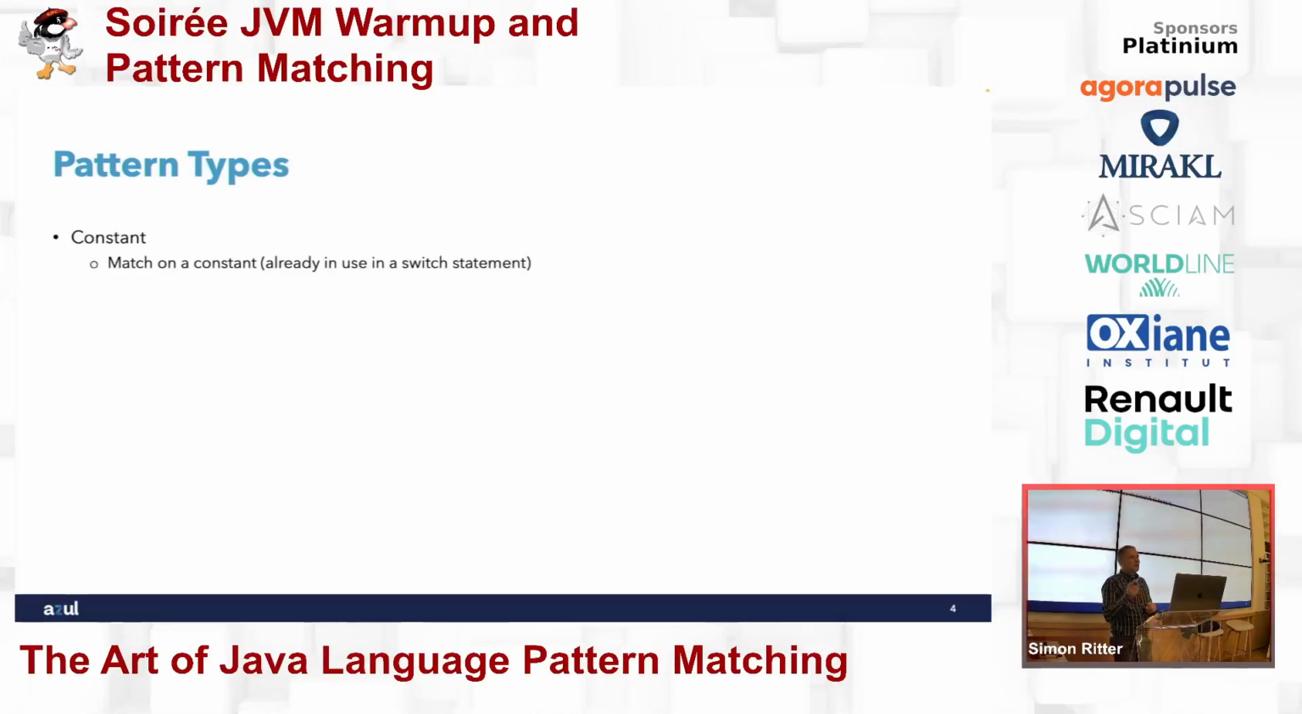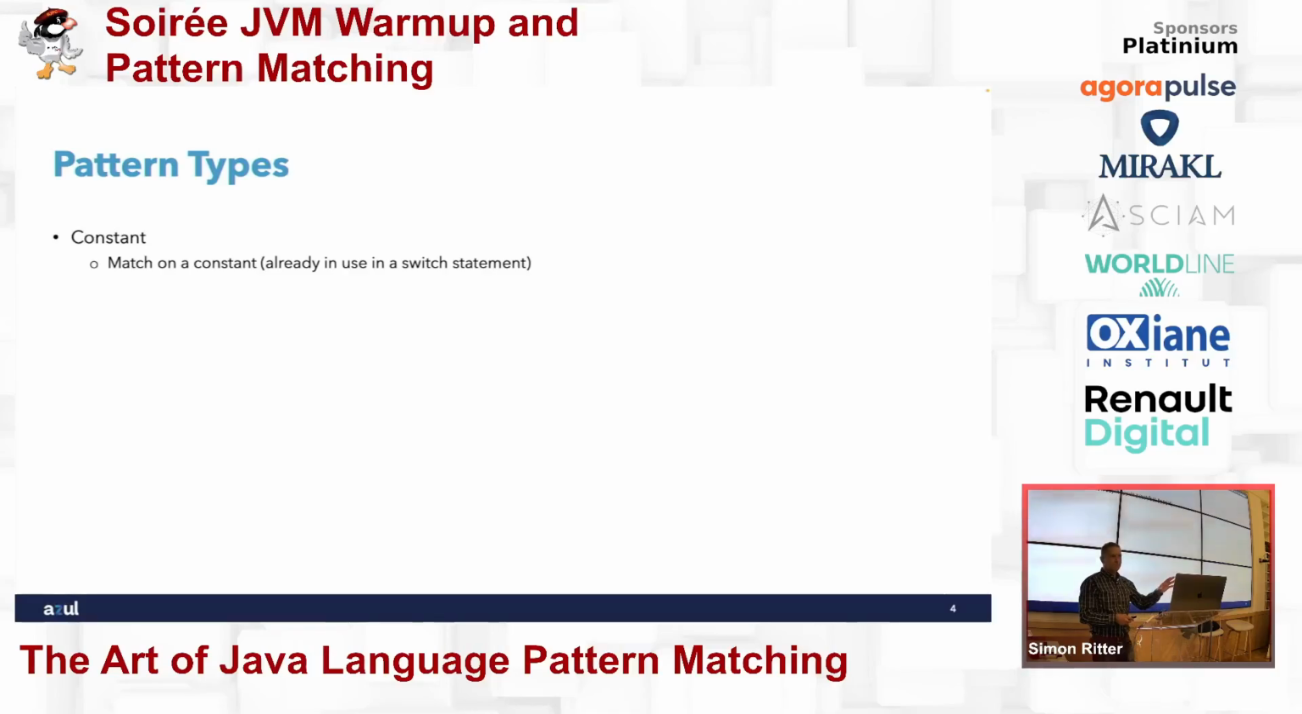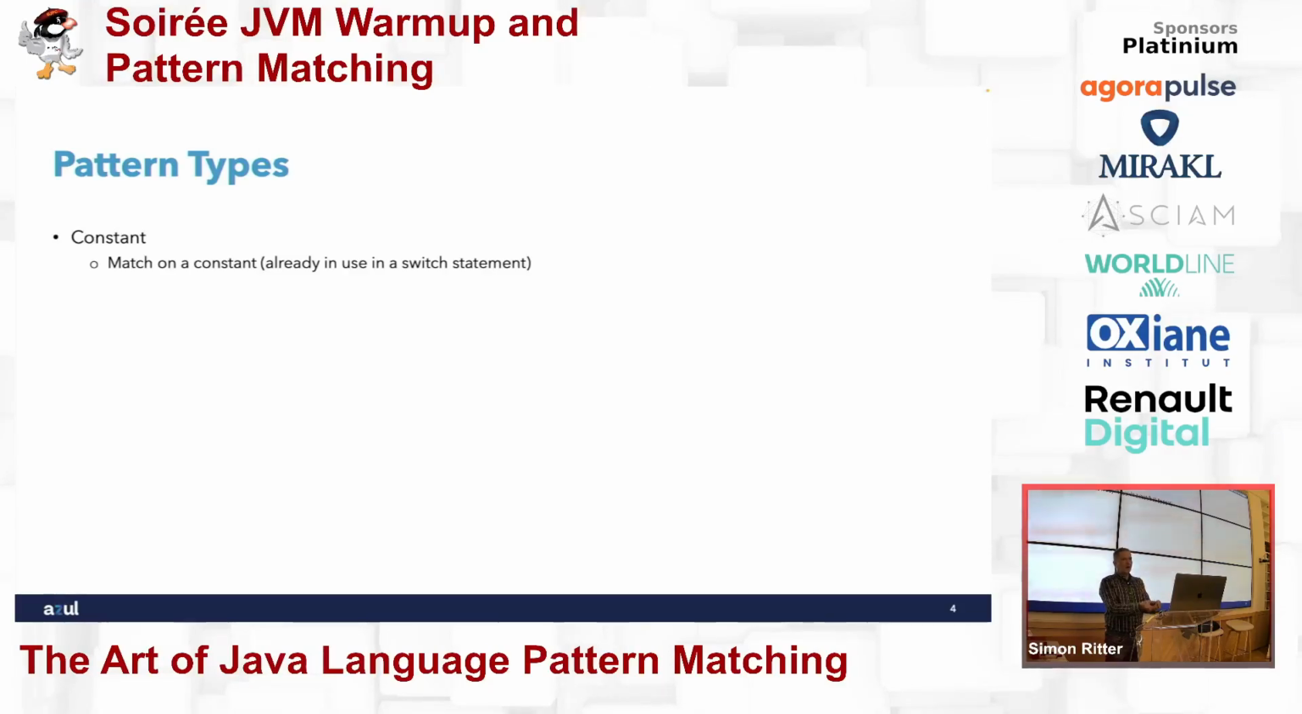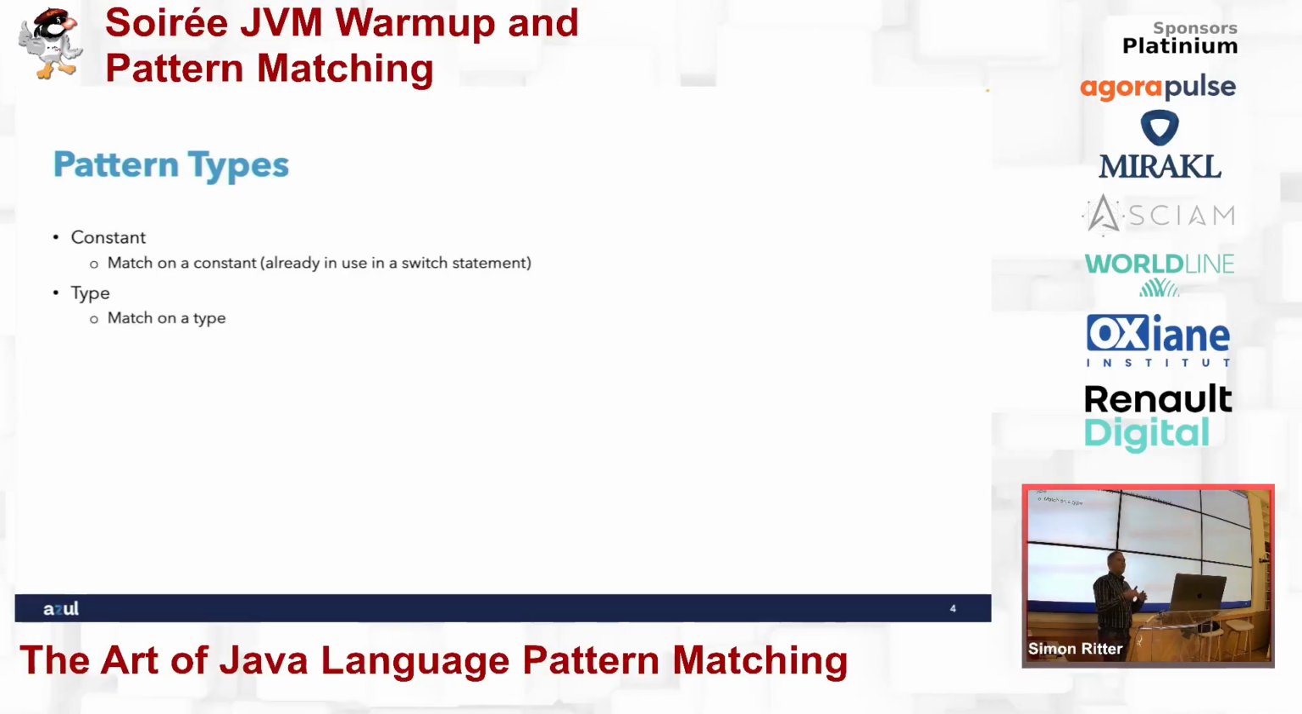Now there are different types of patterns. So first of these is a constant pattern, where we're matching on a constant value. This is already in use in the switch statement. So if you look at a switch statement, you do case 1, case 2, you're matching against a constant value 1, and then you do something with it. But obviously, because there is a constant value, there is no variable associated with it. More interesting are type patterns, because then you're matching against a type within the Java language. And that's most of what we're going to be talking about here. But there are some others.